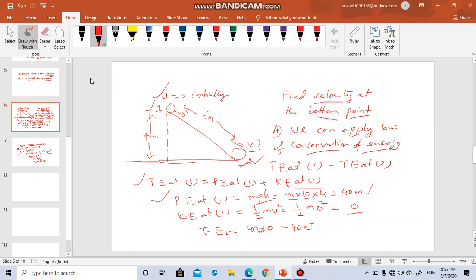So this is how you can apply the law of conservation of energy. With a simple example I have tried to explain it to you. A similar type of question we discussed using the work energy theorem. Work energy theorem also we applied and we solved it.